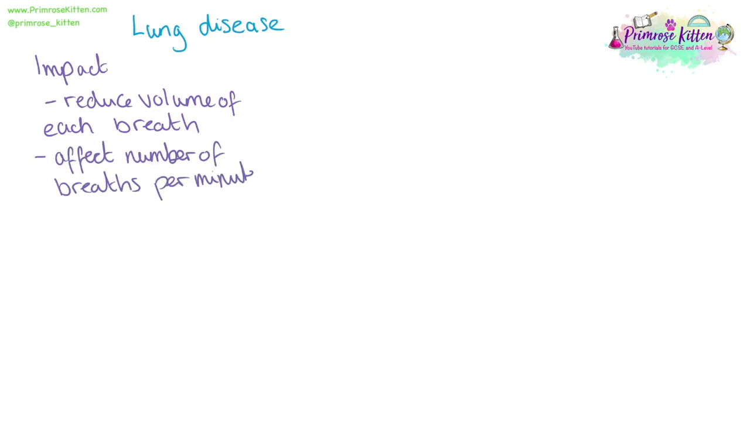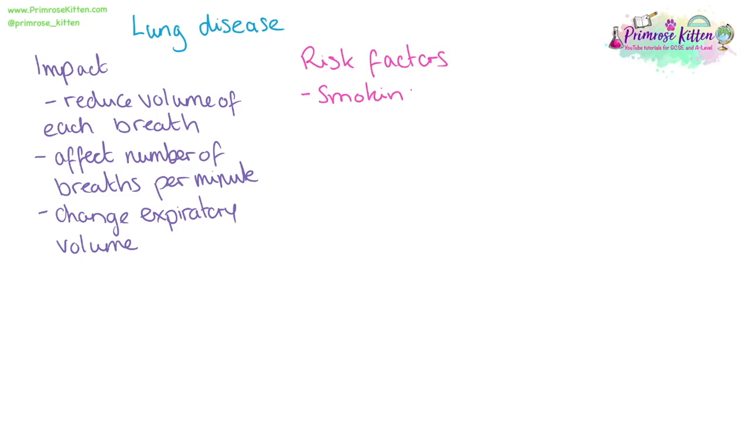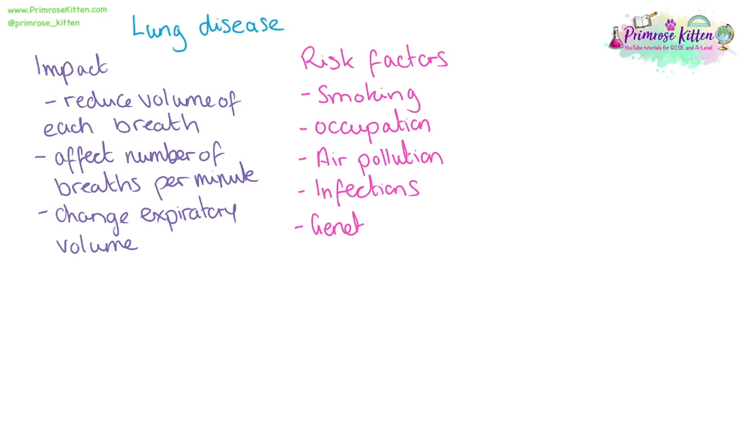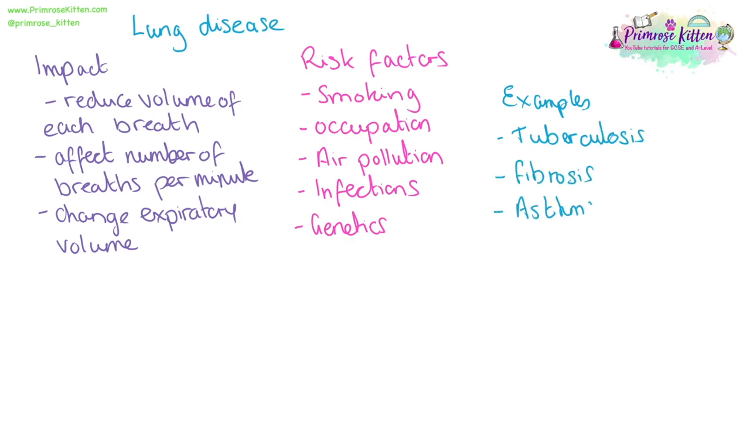Lung disease affects a wide number of people. The impact of disease on the lungs can be reduced volume. It can affect the number of breaths per minute. It can affect the change in expiratory volume. Risk factors for lung disease include smoking, your occupation, local air pollution, any infections you've had, and your genetic makeup. Examples of lung disease could be tuberculosis, fibrosis, asthma, or emphysema.